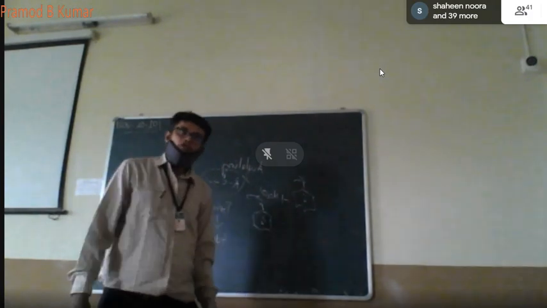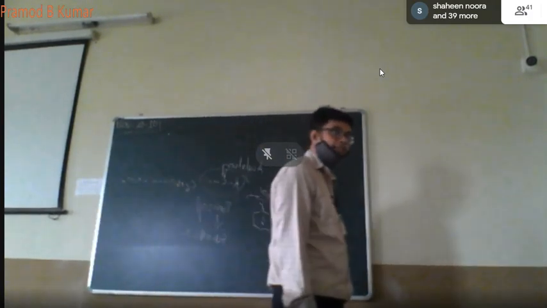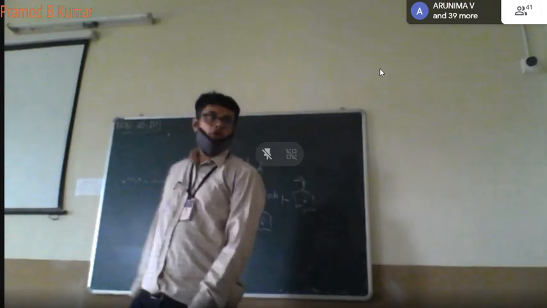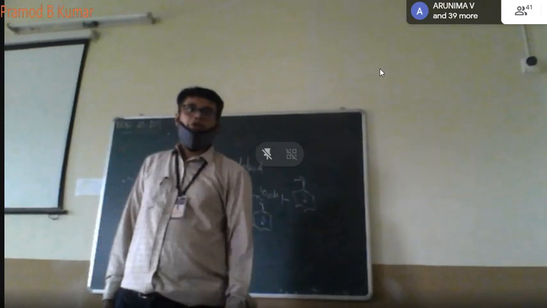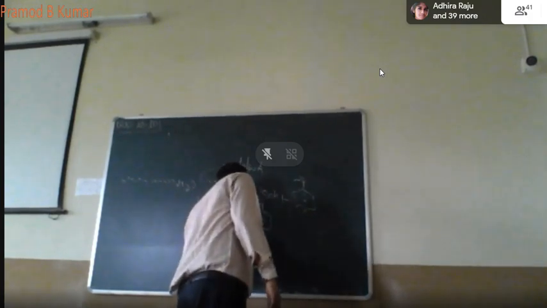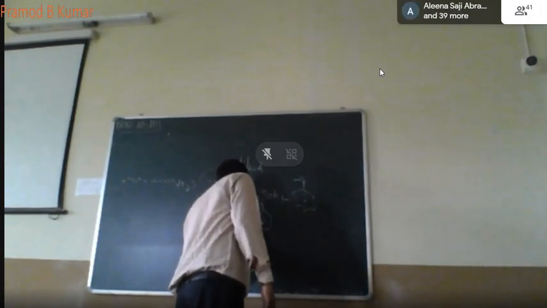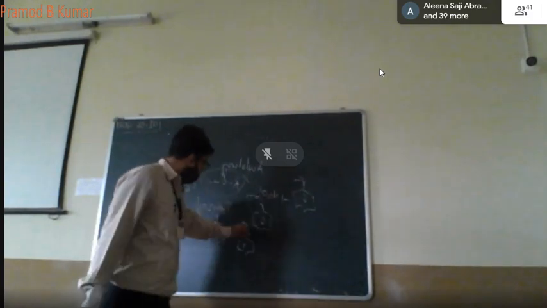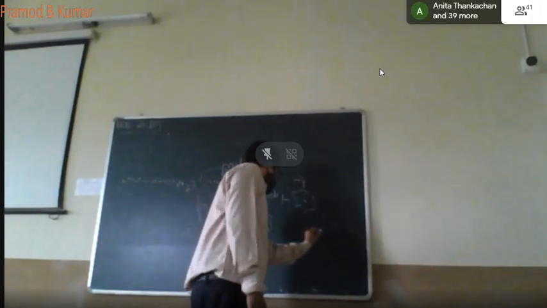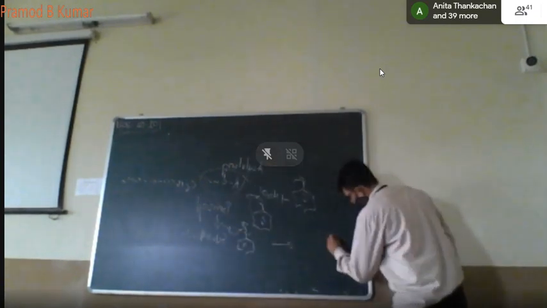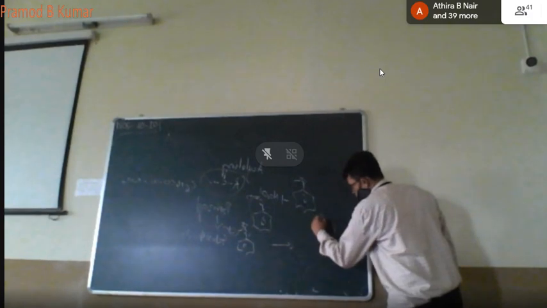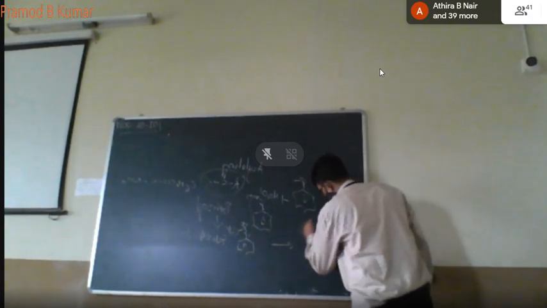Sodium phenoxide acts as a nucleophile and attacks the carbon of your benzoyl chloride. Chlorine is a good leaving group, so it is lost, and you get the corresponding phenyl, O, C double bond O, phenyl.